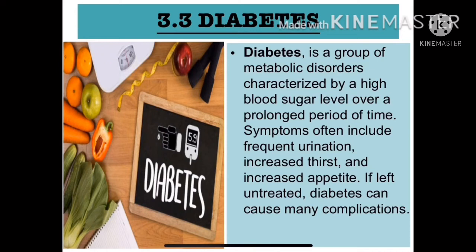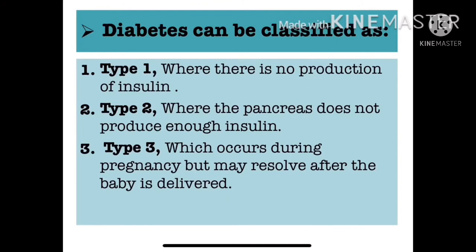If left untreated, diabetes can cause many complications. Diabetes can be classified into three categories, that is type 1, type 2 and type 3. In type 1, there is no production of insulin. In type 2, the pancreas does not produce enough insulin. And type 3 occurs during pregnancy but may resolve after the baby is delivered.